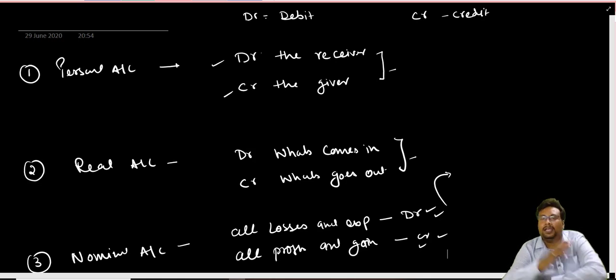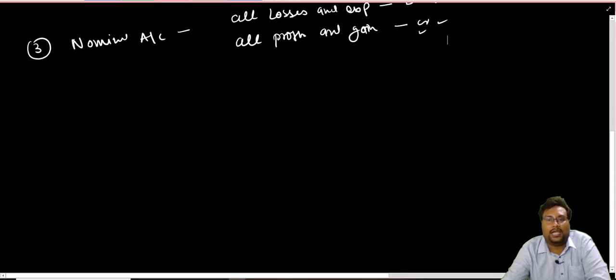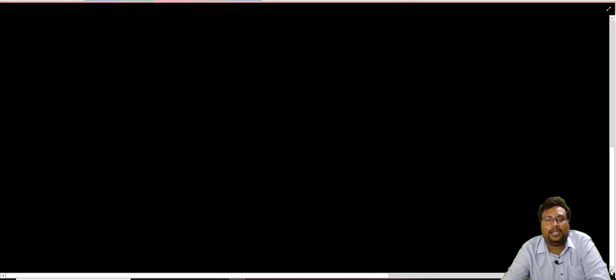Credit. Okay, let's practice on these rules. I'm just writing down the content and you just tell me what thing will be debit and what thing will be credit. You have to only think who is receiving, who is giving, what thing is coming in, what thing is going out, what are the expenses, whatever the losses. Those are the only things you have to consider.